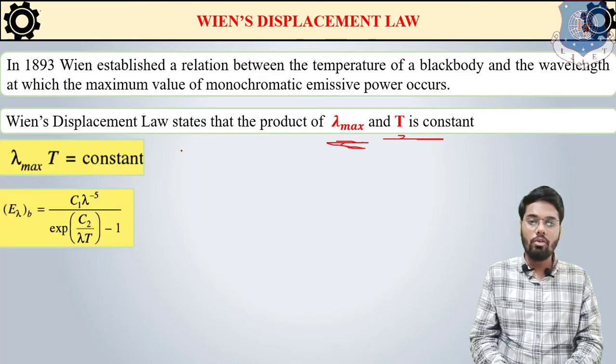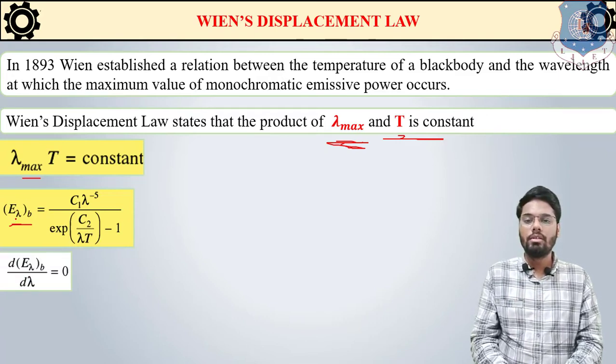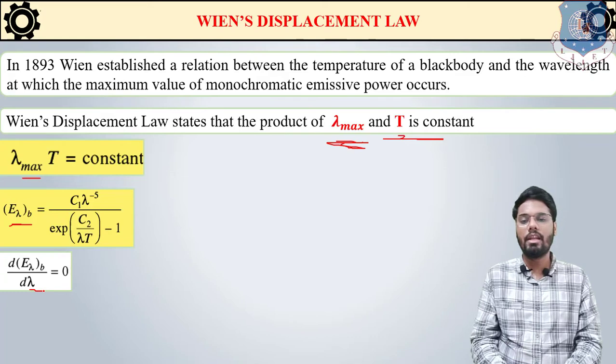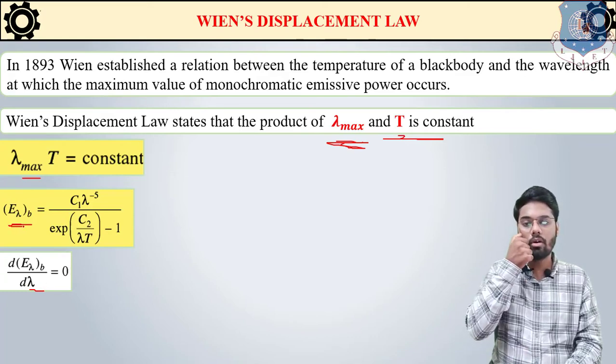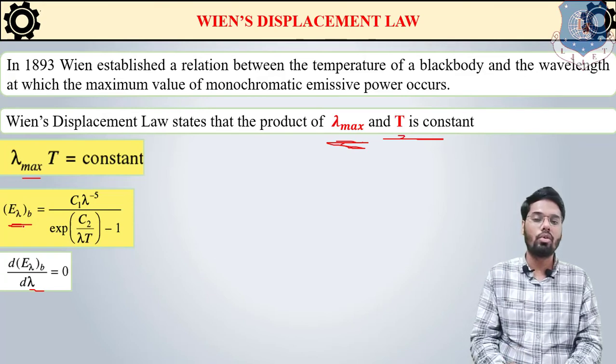We can find the value of this lambda max into T by differentiating Planck's equation. Here we have written the equation given by Planck for the monochromatic emissive power. To find the value of lambda max into T, we have to differentiate this equation with respect to wavelength, that is, with respect to lambda. So d by d lambda of this equation, the monochromatic emissive power at a particular wavelength.